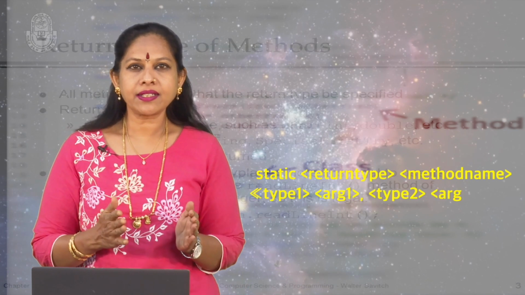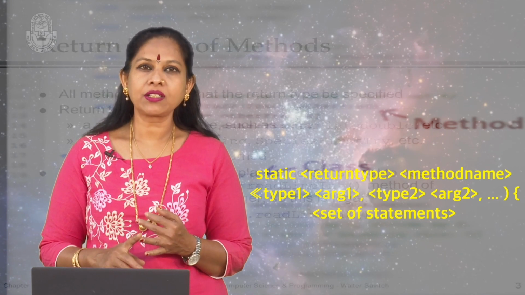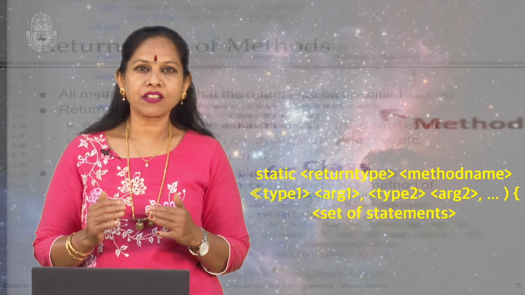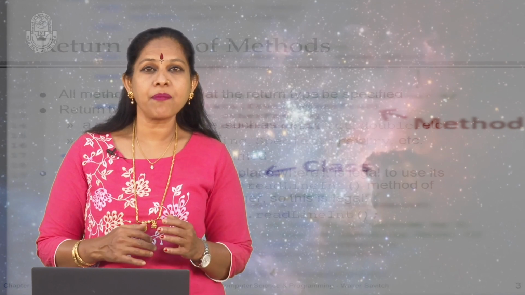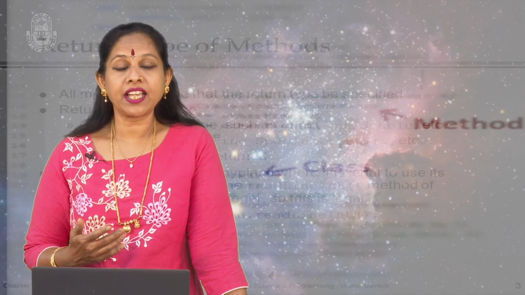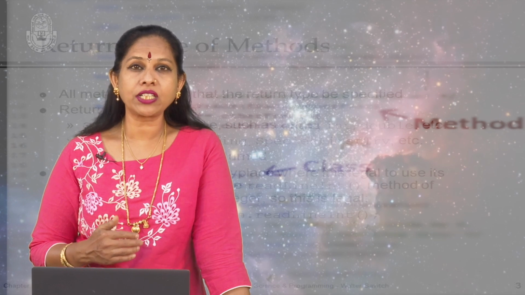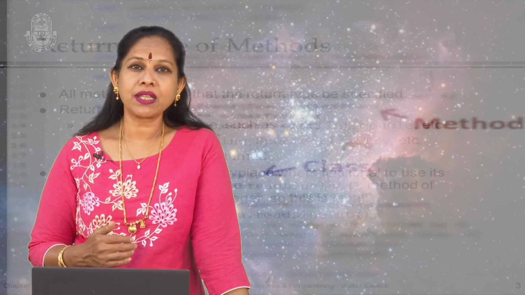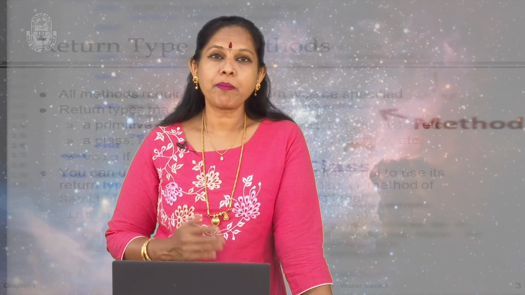A class method is defined as given below. That is, static return type, method name, type 1 argument 1, type 2 argument 2, etc. Open the bracket, set of statements. The static keyword indicates that it is a class method and can be accessed without creating an object. The class methods, unlike instance methods, are not allowed to use instance variables as these methods do not operate on an object.